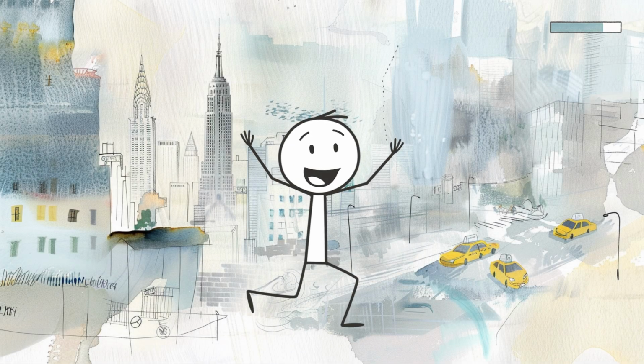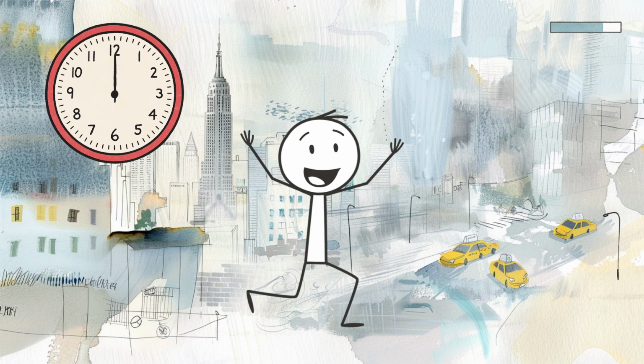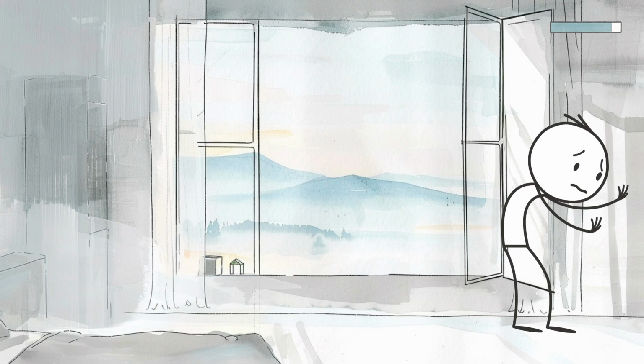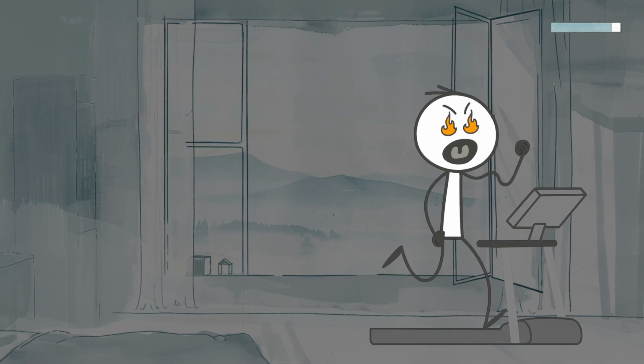All right, now let's meet the people who would totally thrive if society started at noon. Mutation number 2, eternal night owl. You're not lazy and you're not undisciplined. You're just wired for nighttime.